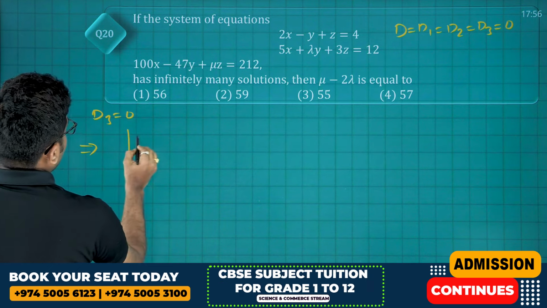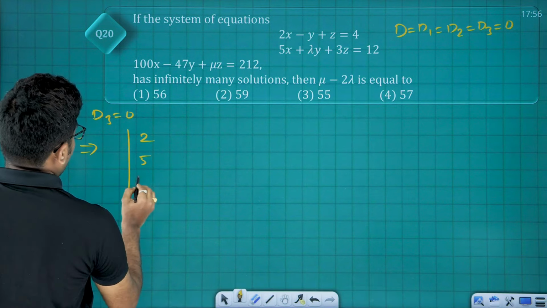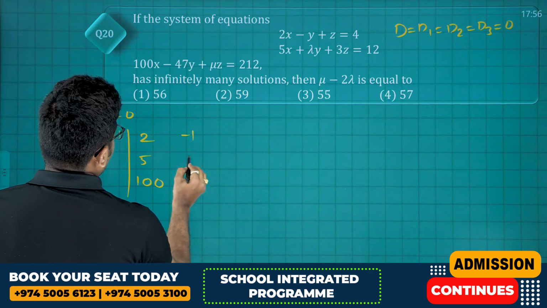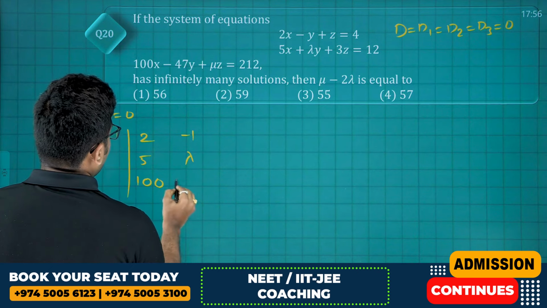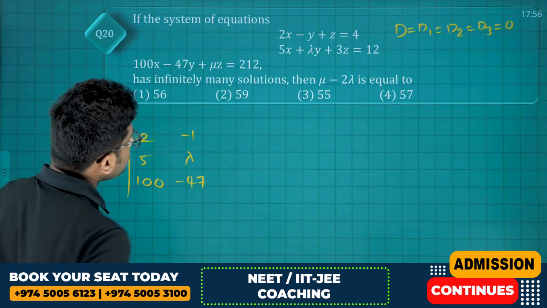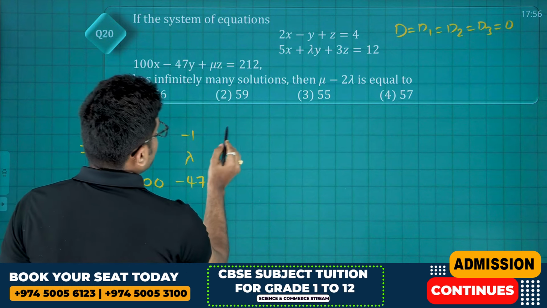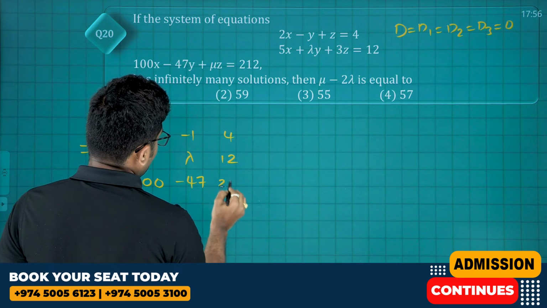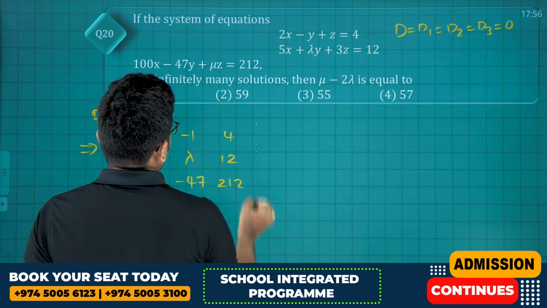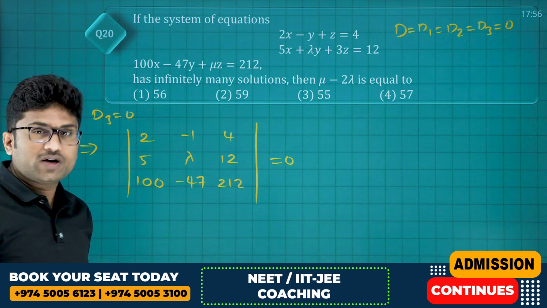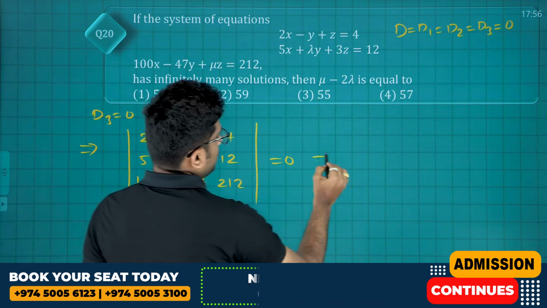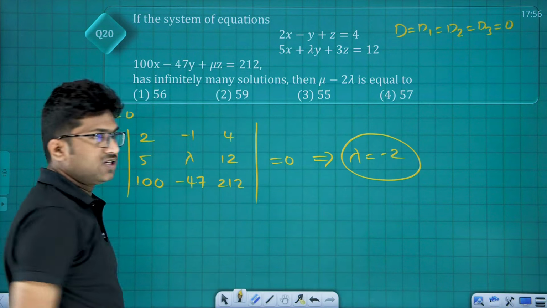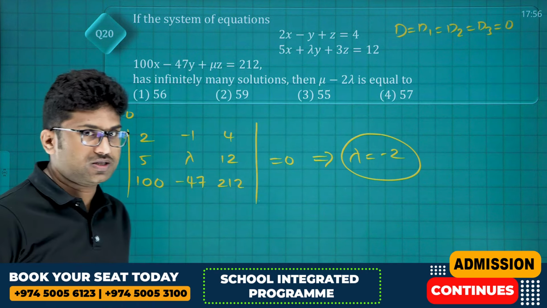What is D3 now? It is the determinant with rows (2, 5, 100), (minus 1, lambda, minus 47), and (4, 12, 212), and this equals 0. So friends, if you expand this determinant, from here you get lambda equals minus 2.